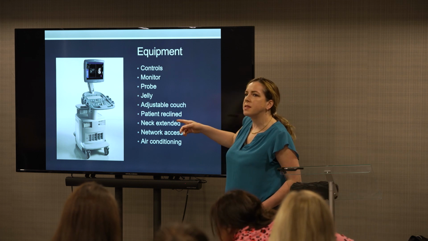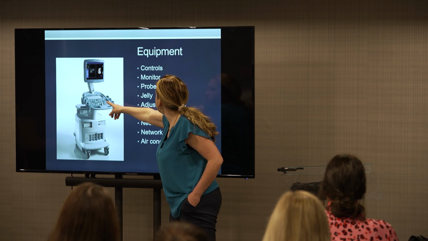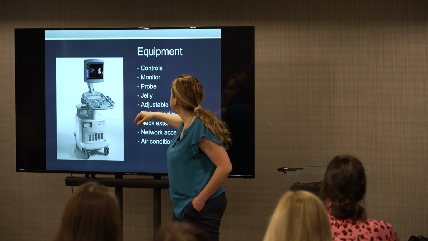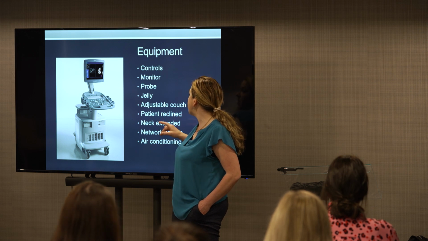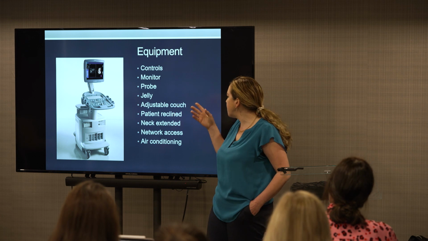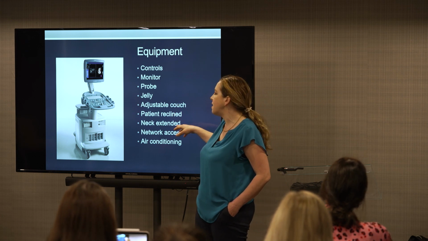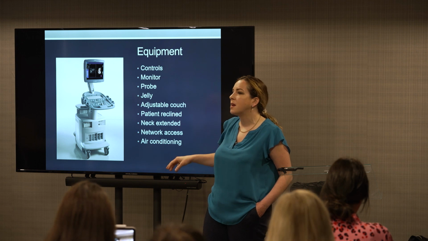So it looks a lot like the machines around here. So you've got a monitor, here are all the controls, you've got the probe or the transducer, jelly, adjustable couch is really useful so you don't knacker your back. I have the patient reclined. I think we'll go through this probably later. Neck extended. If you want to save your images to PACS, you're going to need network access.